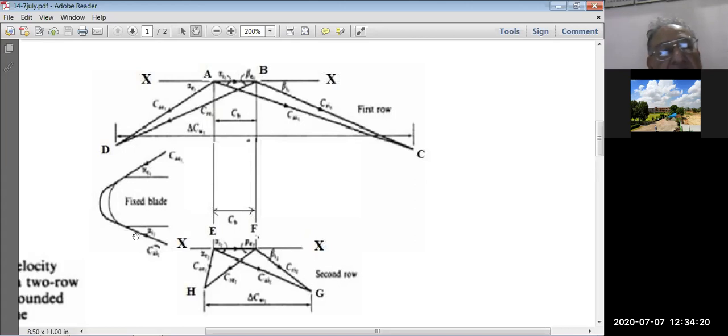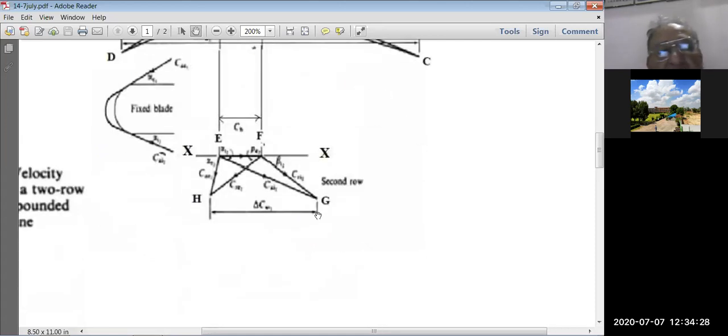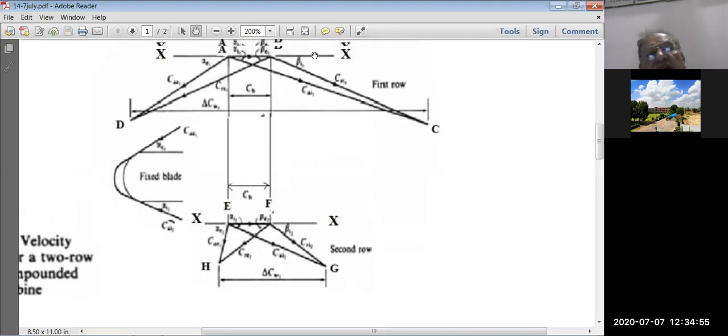Ca2. Now after exiting from the fixed blade, it will enter into the next row of moving blade, which is velocity triangle EFG. So in EFG, this is the Ca1, and this is the direction of Ca1 exiting from the fixed blade. So it will enter into the second row of the moving blade, and this is alpha, the angle of the absolute velocity, alpha 2. Here subscript 2 means second row of moving blade, and in this triangle subscript 1 means this belongs to first row of the moving blade.